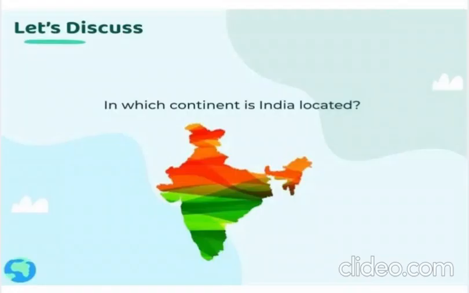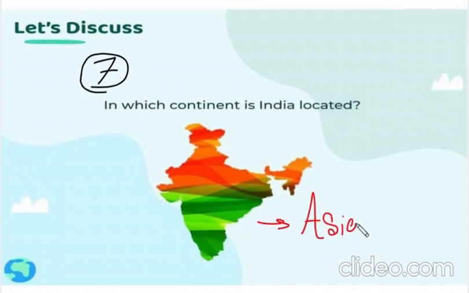So let's start with a quick recap. This is a very easy question. Which continent is India located in? We all know in this world there are seven continents, correct? Now out of seven continents, where is India located? So we know that India is located in Asia.